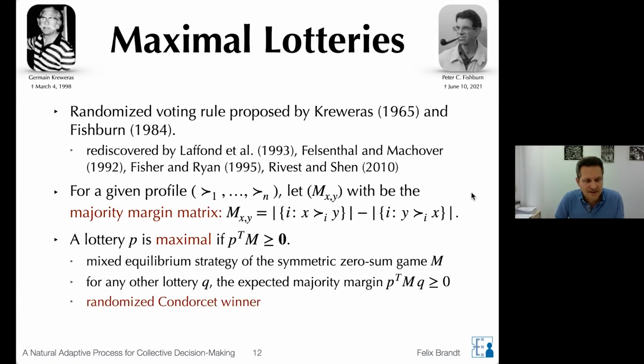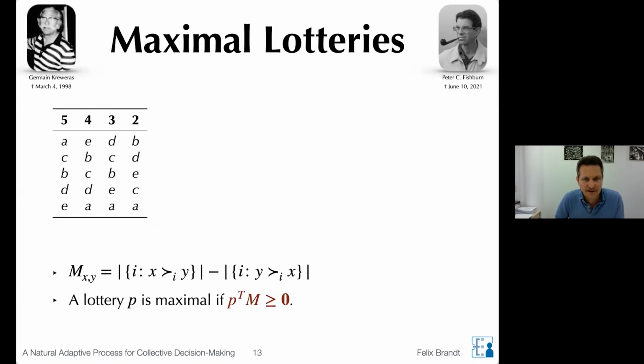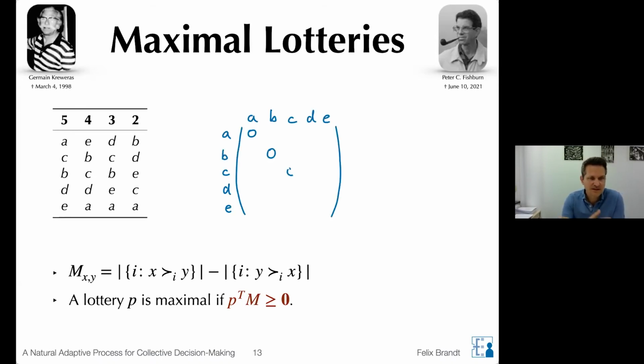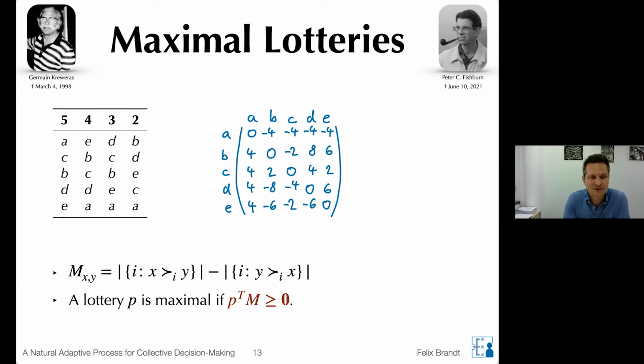Okay, I have an example here which hopefully explains it a little bit better. Here we have a preference profile using 14 voters. In order to identify a maximal lottery of this preference profile, we need this majority margin matrix. We get this by checking, for any pair of alternatives, how many voters prefer one alternative to the other, minus the number of voters who prefer the second alternative to the first one. That gives the following matrix here.